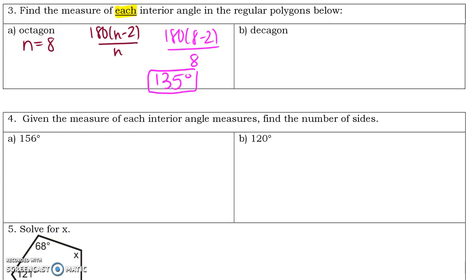Next one, decagon, n is 10. Go ahead, pause the video, try it out. Did you get 144 degrees? Hopefully so. If not, double check your work and what you put in your calculator. And don't forget your degrees, that's a minor error.